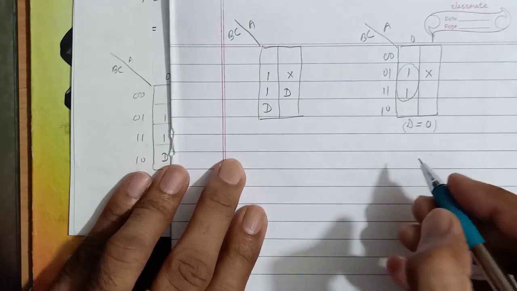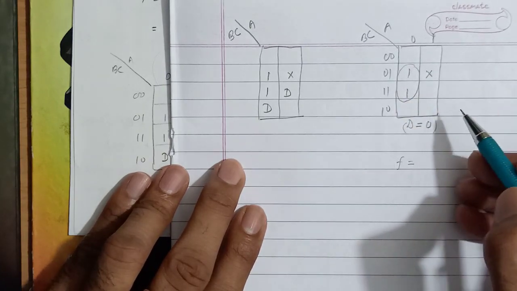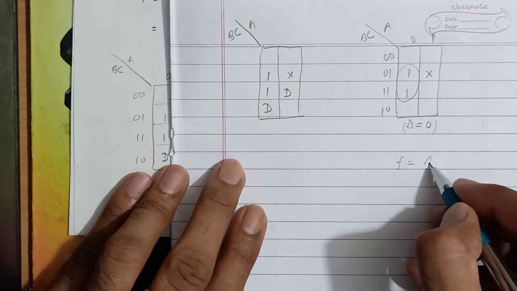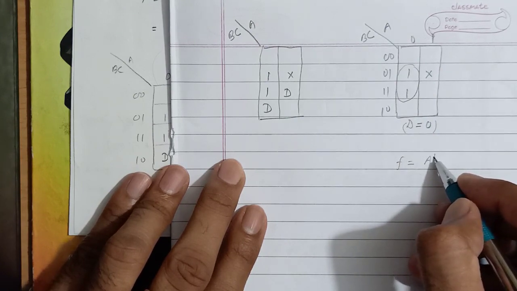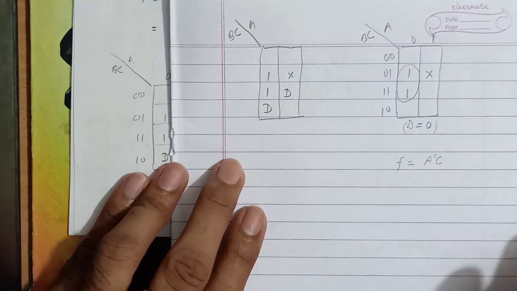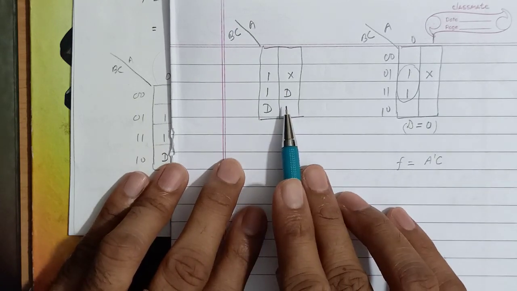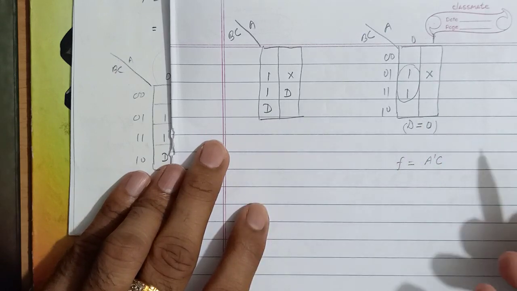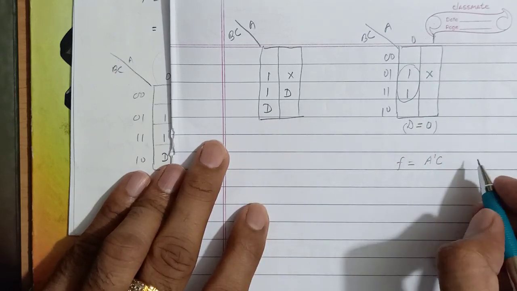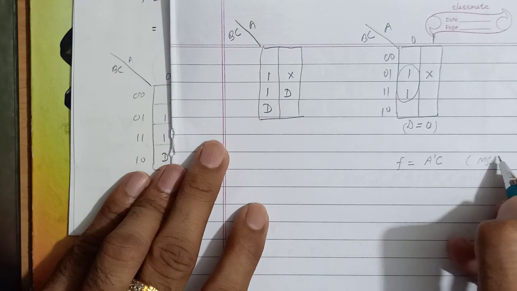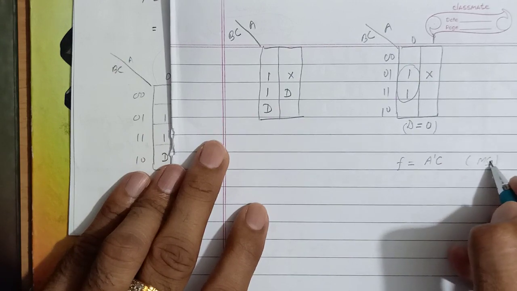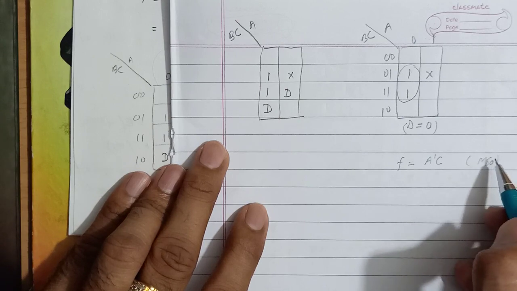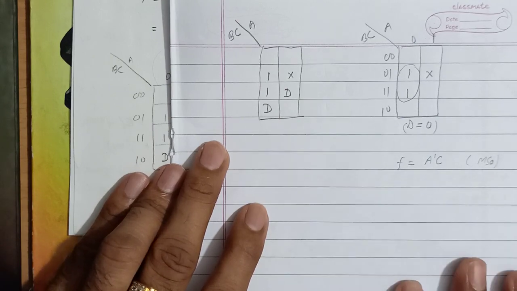So this will be the solution. F is basically equal to, what is this term? This is a dash c. So first, in the first step, we will make the variable 0 and then solve the k-map. This solution is called MS0. I will explain. When we make all the map entered variables as 0, this solution is called MS0.